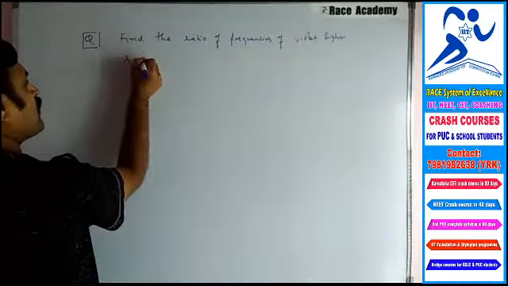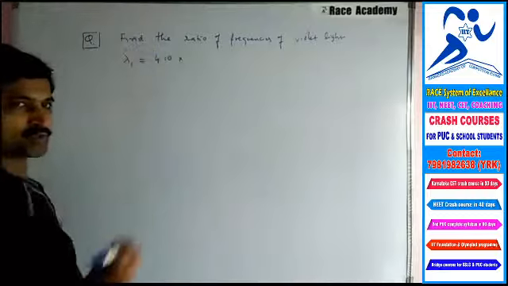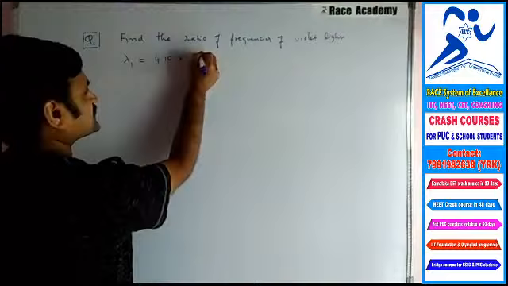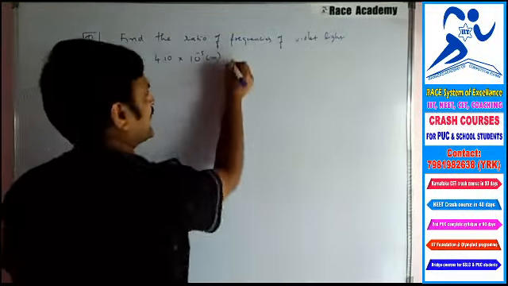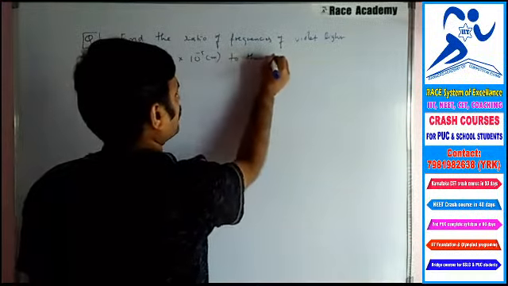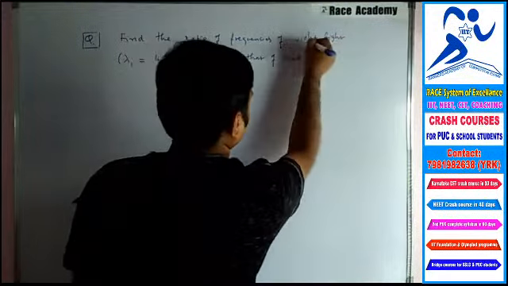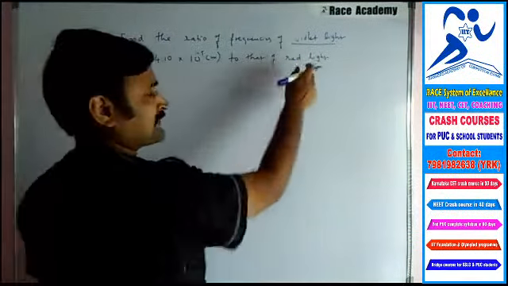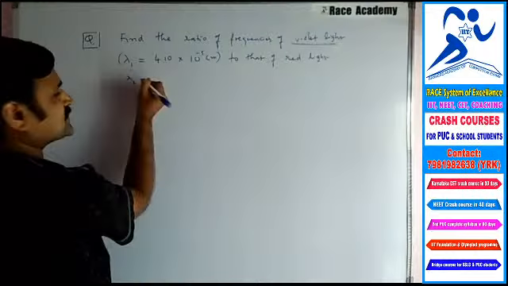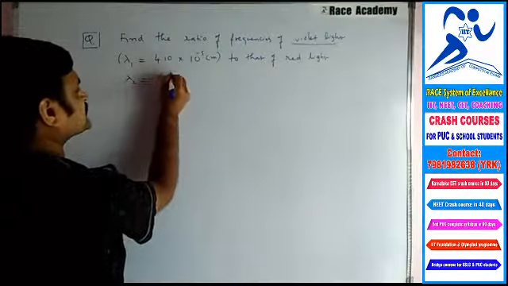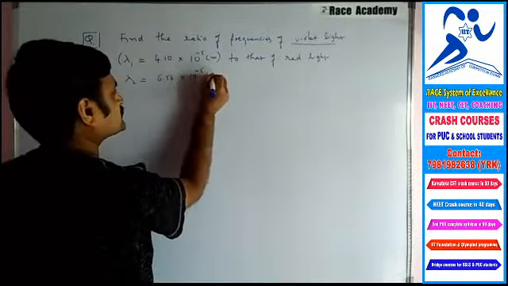They are given lambda 1 for this violet light is 4.10 into 10 power minus 5 centimeters, to that of red light. So violet light lambda 1 value is given, and red light lambda 2 value is given for the red light, that is equal to 6.56 into 10 power minus 5 centimeters.